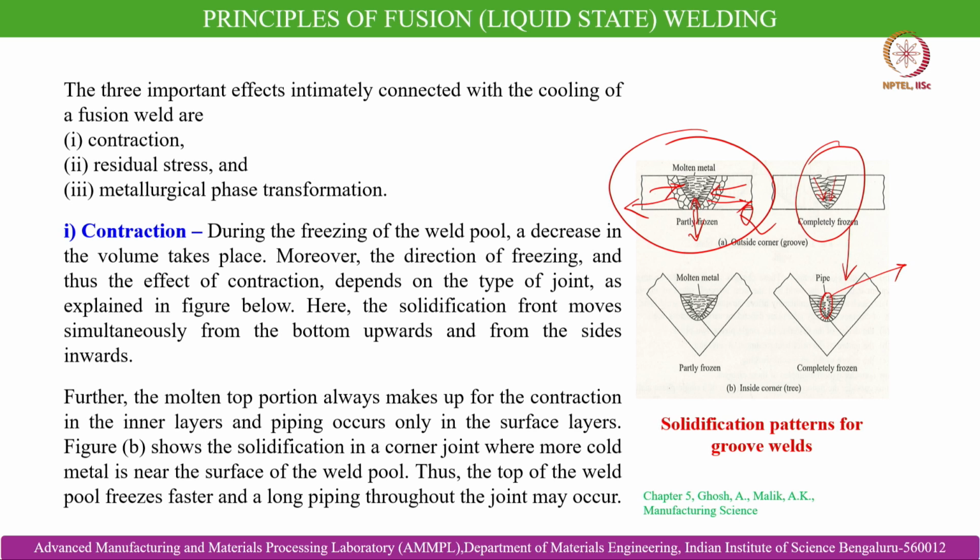So this is the contrast between these two cases, because this is a corner joint. The melt kept at the top loses its superheat much faster because of the proximity of the cold metal in a corner joint. That is why the pipe formation, the effect of shrinkage, is more pronounced in a corner joint compared to a joint along the edges.